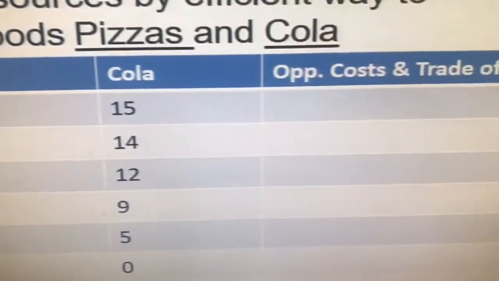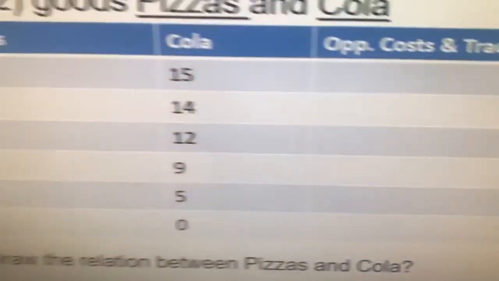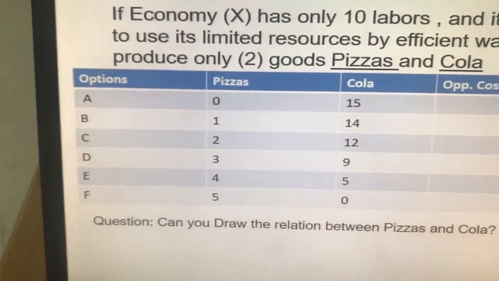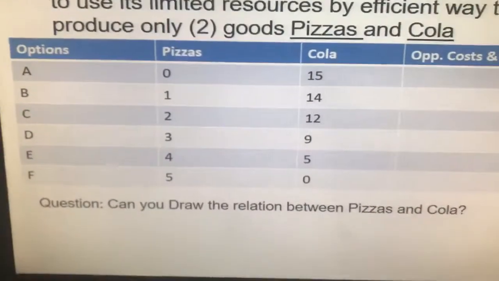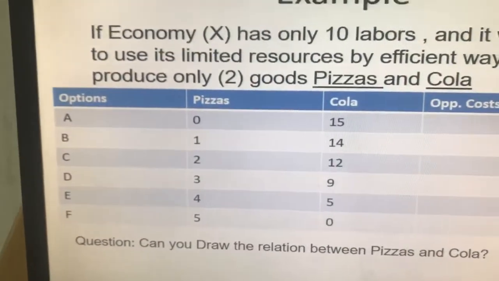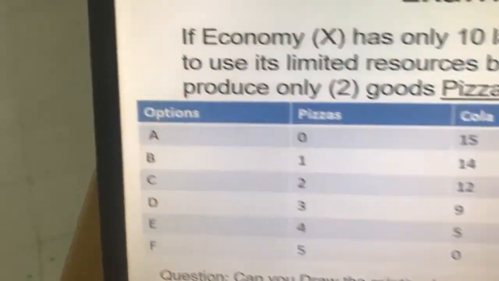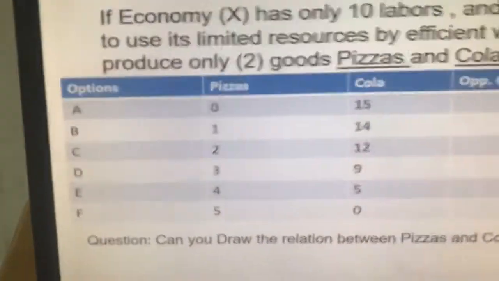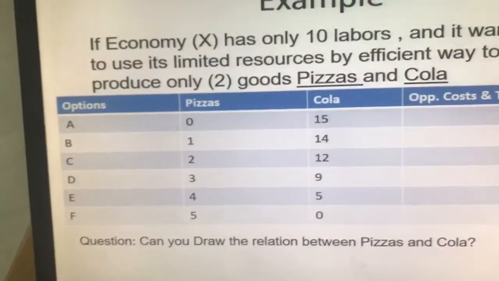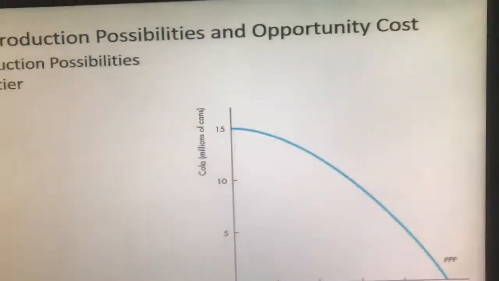So can you find the opportunity cost for each pizza? Please try at home. So as we see here, we cannot produce more than 15 and 0, or we cannot produce more than 14 and 1. So all these choices, I can select one of them. If I take these numbers together, what can we do? We can have a curve like this.